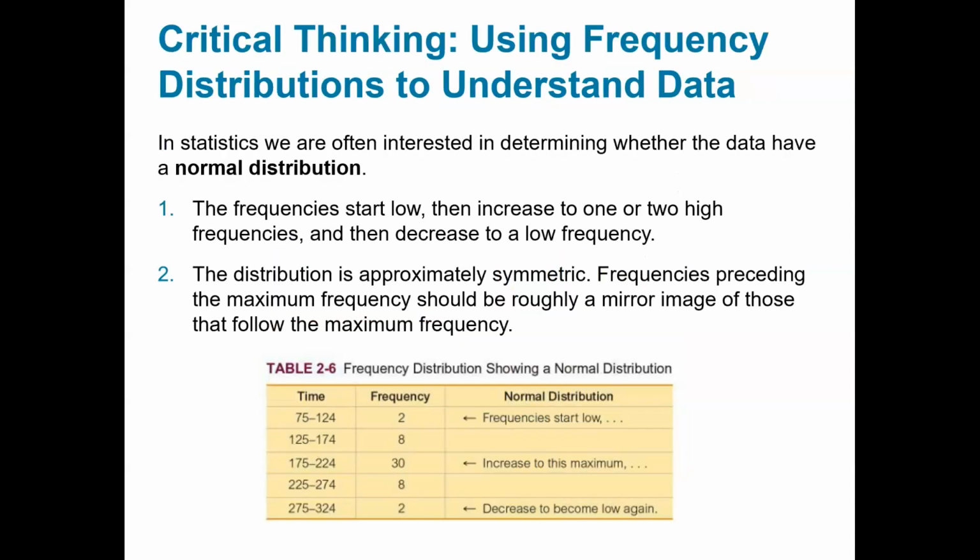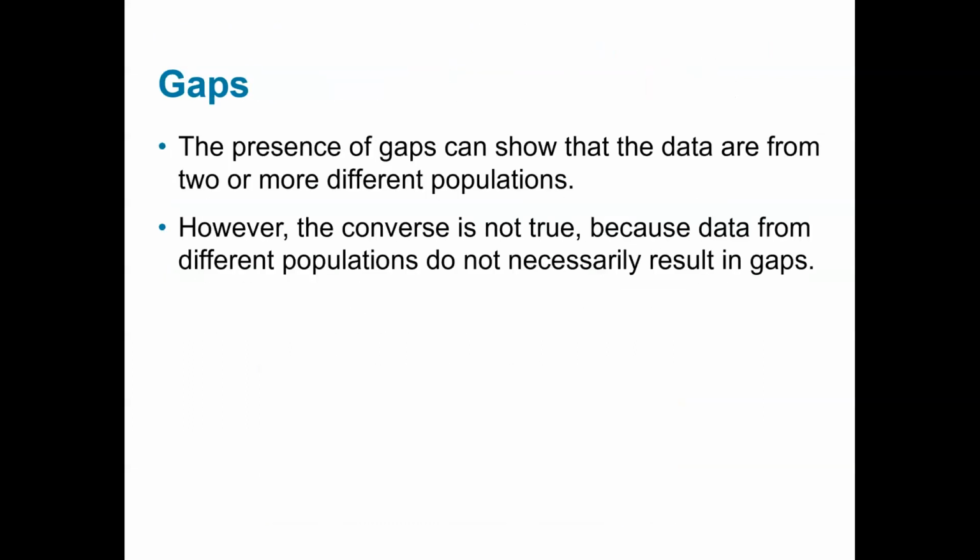In statistics, it's a common question you're going to hear a lot in this course, which is, does the data have a normal distribution? And so for something to be normal, it would start low, increase to its maximum, and then lower back down again. It would be approximately symmetrical. And gaps also show more information, but they're not necessarily a normal distribution.